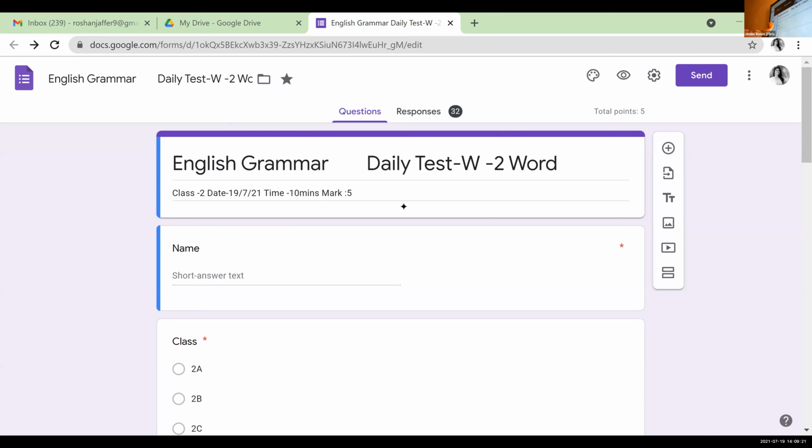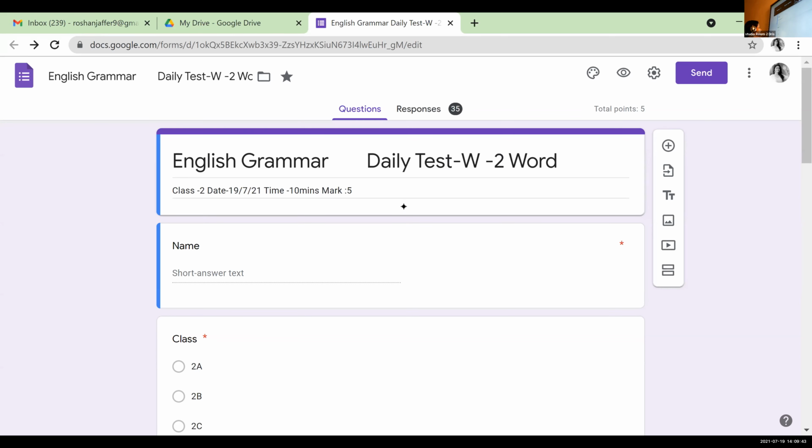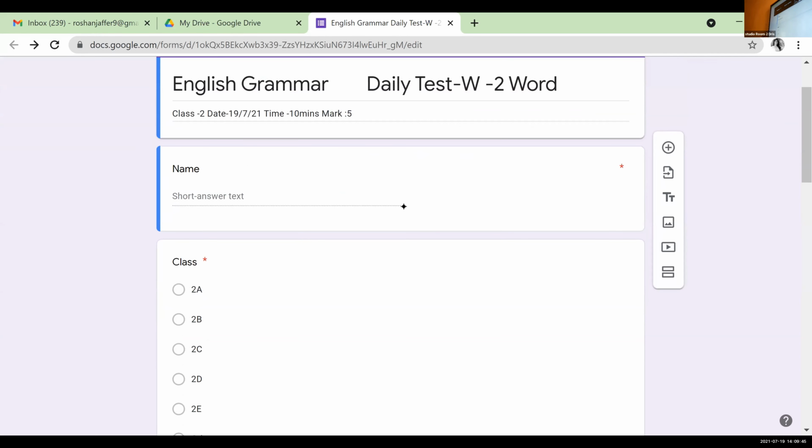Please do check whether it's class 2, daily test, worksheet 2, word. Now you have to write your name here. All of you please do write your name. If your parents are there, please tell your parents to help you. Otherwise you can do it. If you know it, please type your name and click on the correct class. Click on class 2B. Do it.